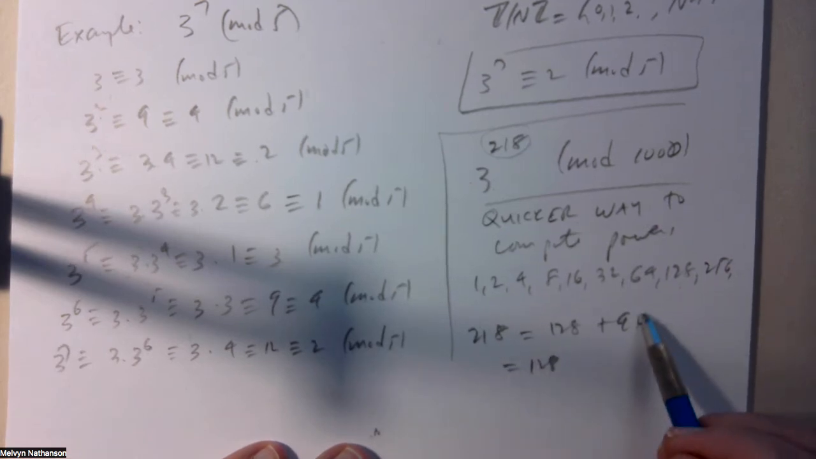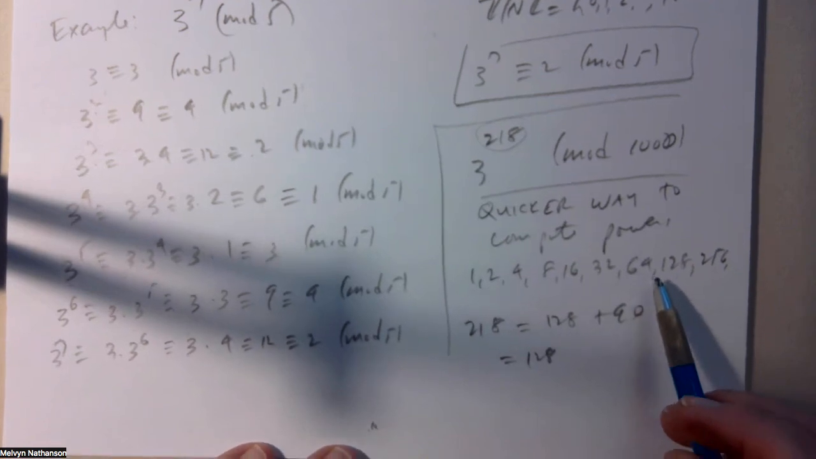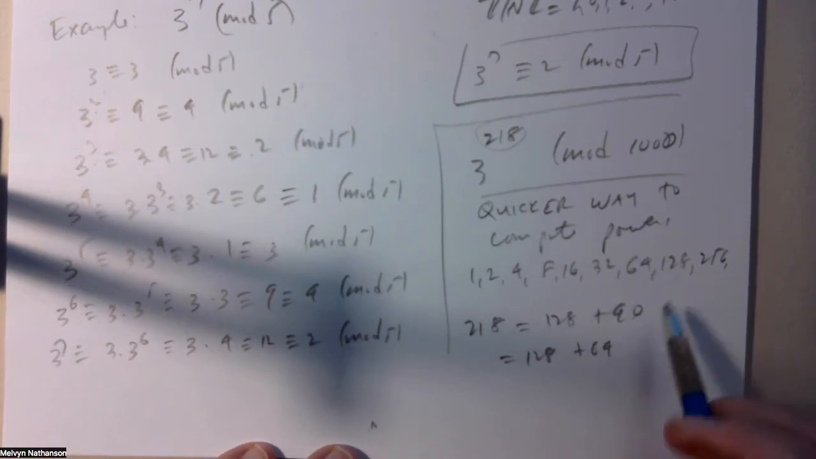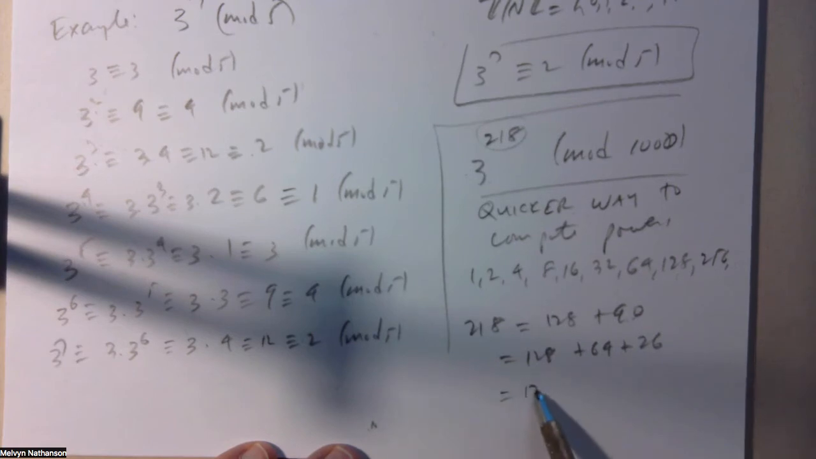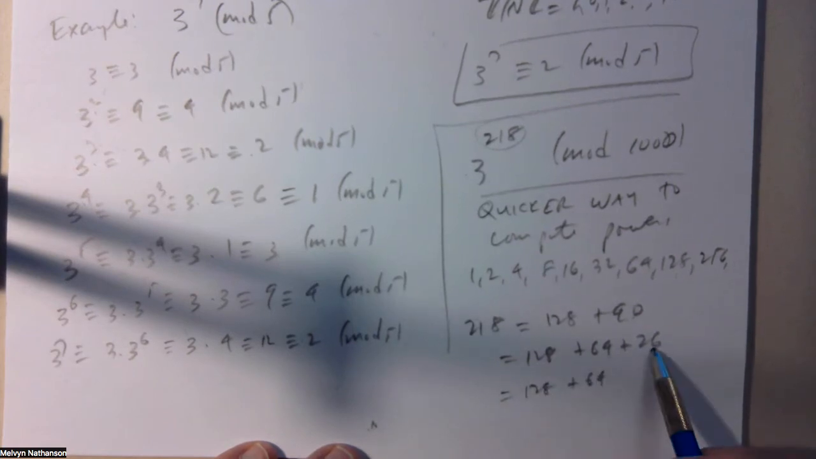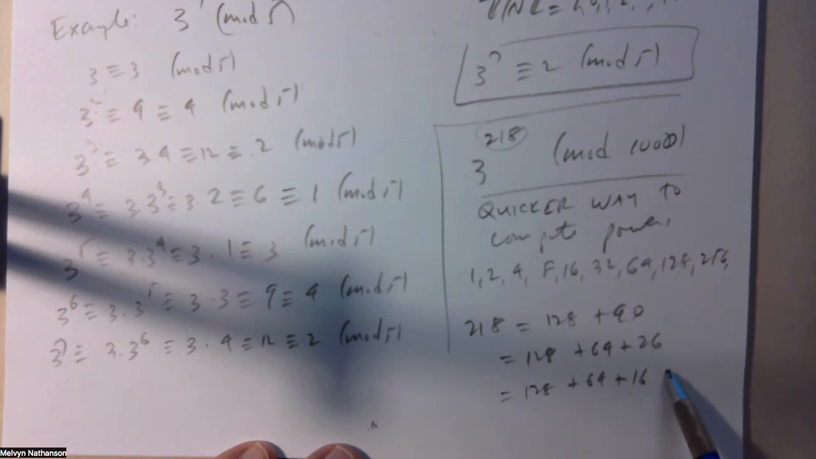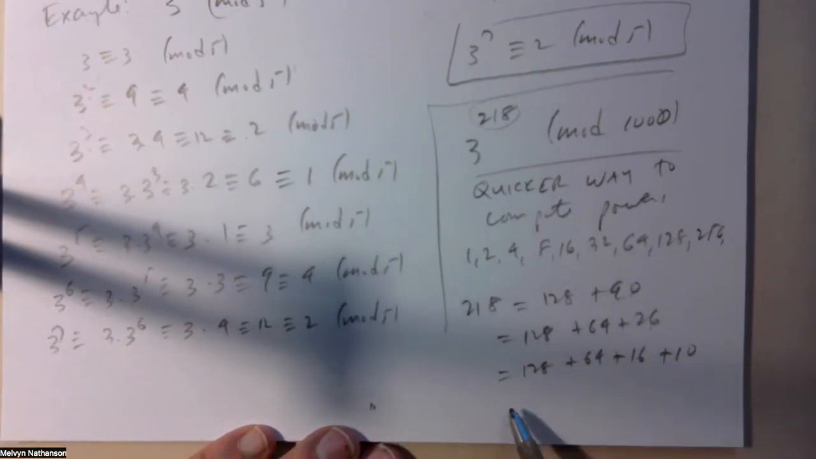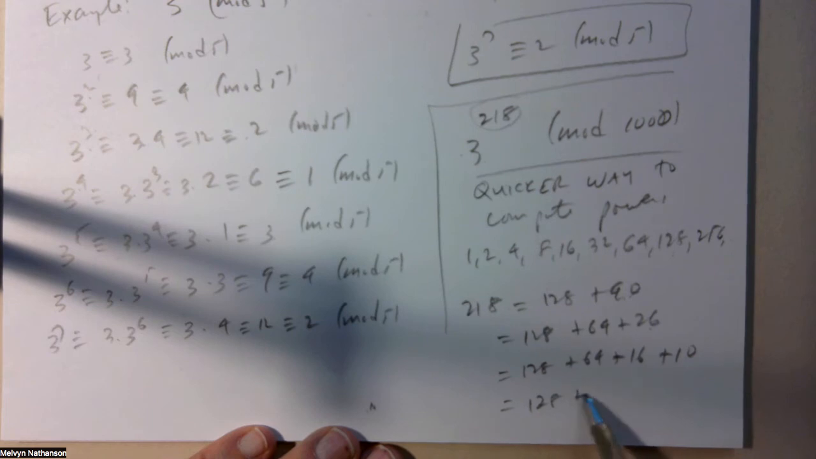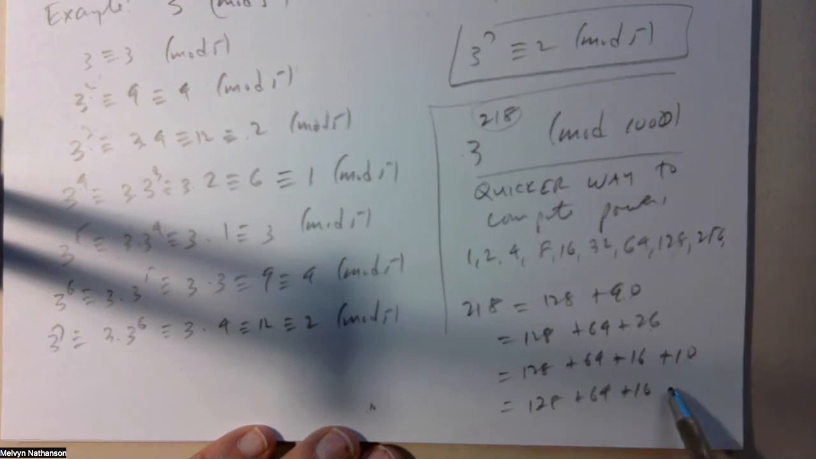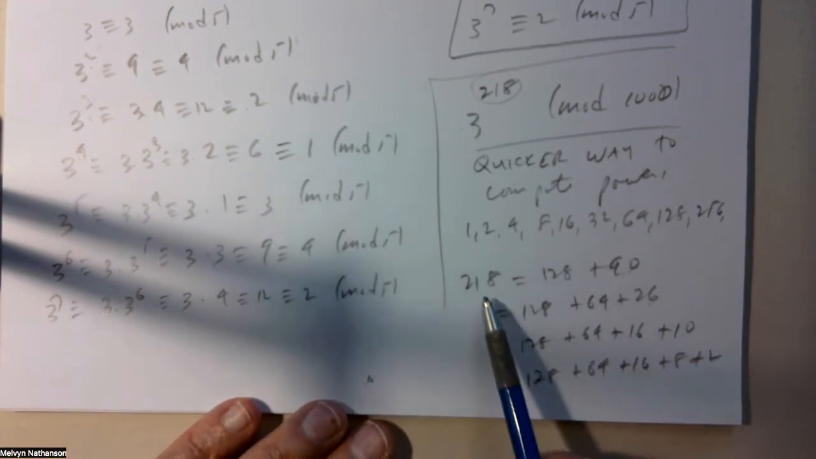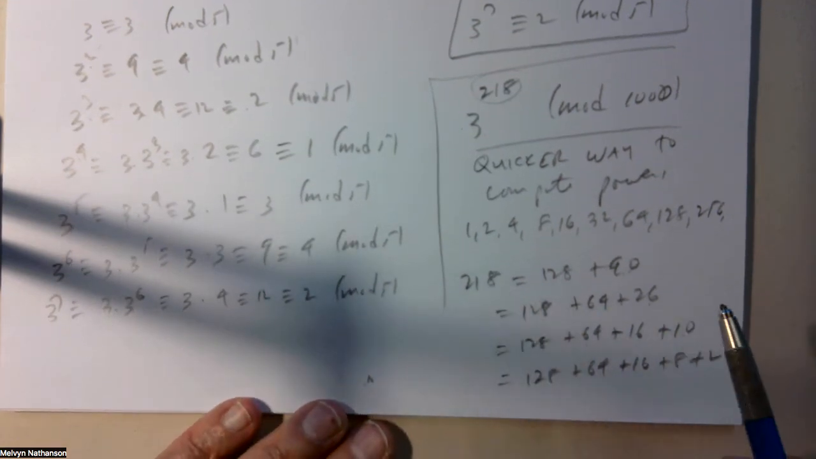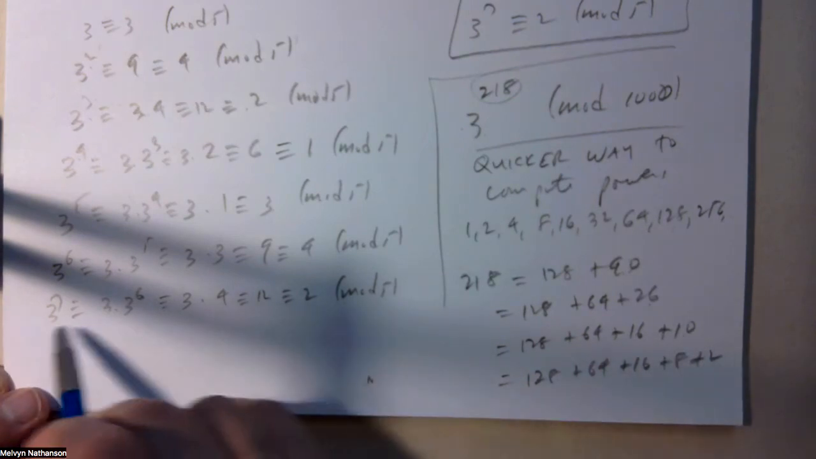And 90, the largest power of 2 no bigger than 90 is 64. So this is 64 plus, I think, 26. And 26 is 16 plus 10. And 10 is 8 plus 2. So I've written 218 as a sum of powers of 2.